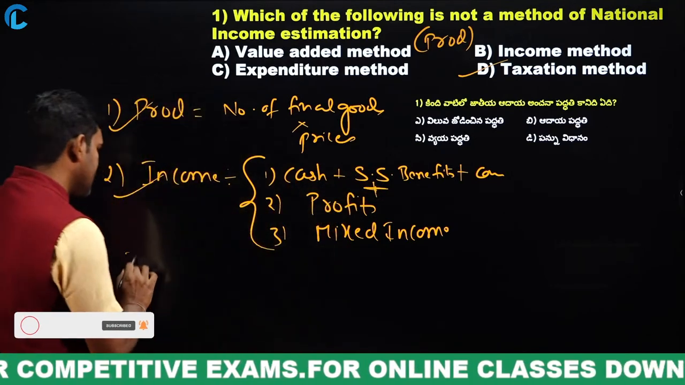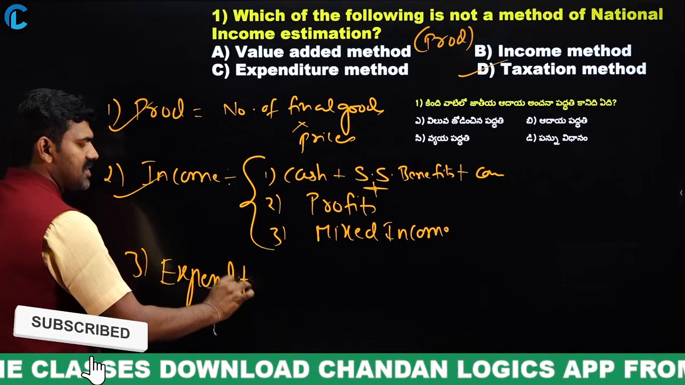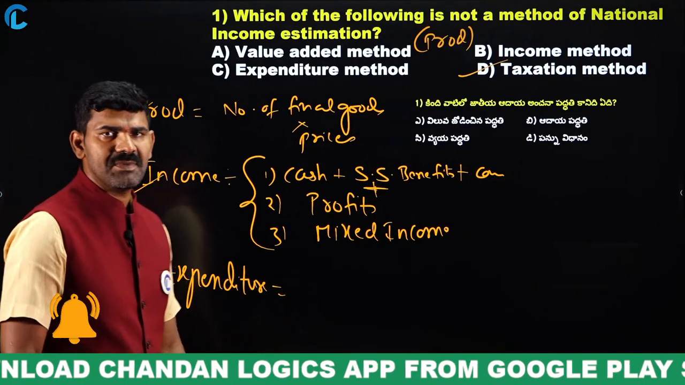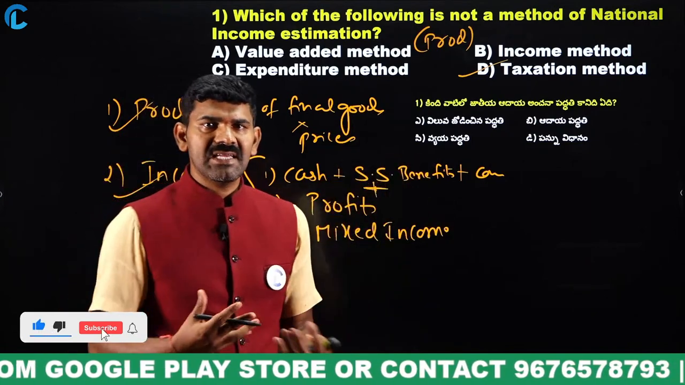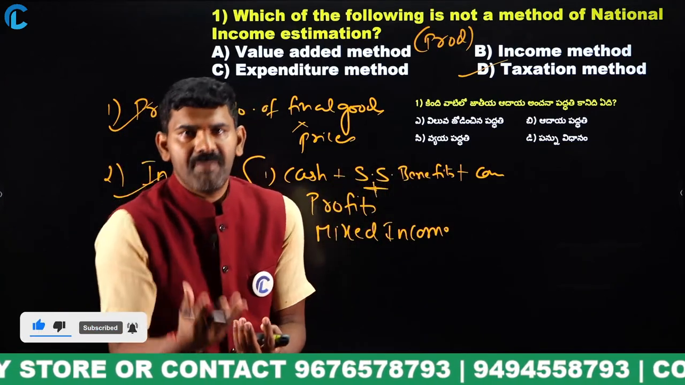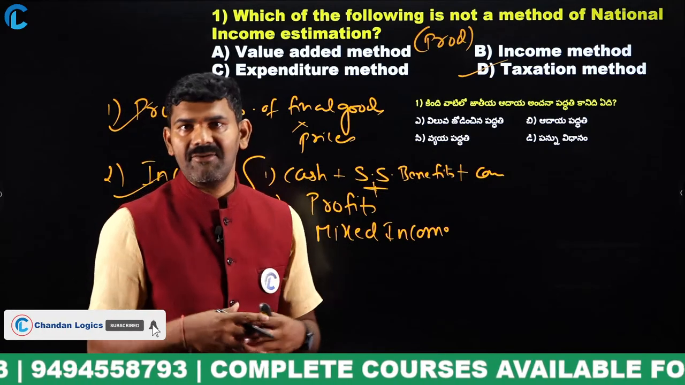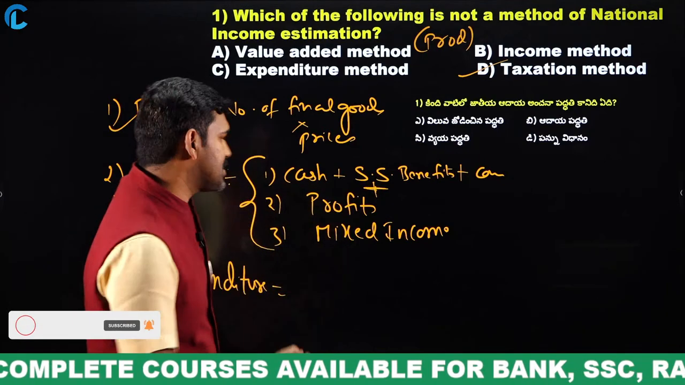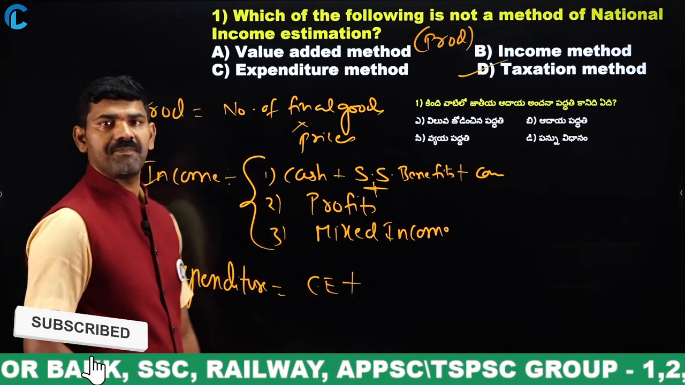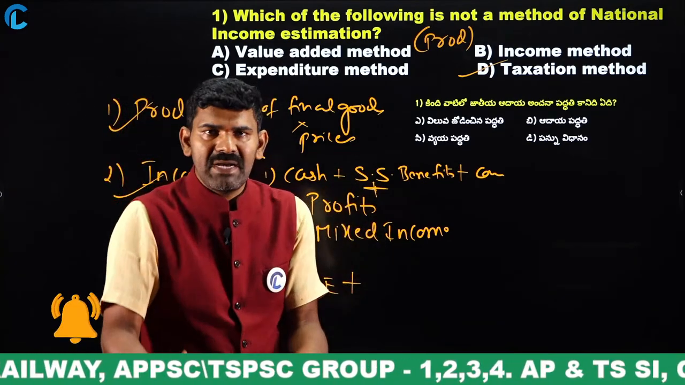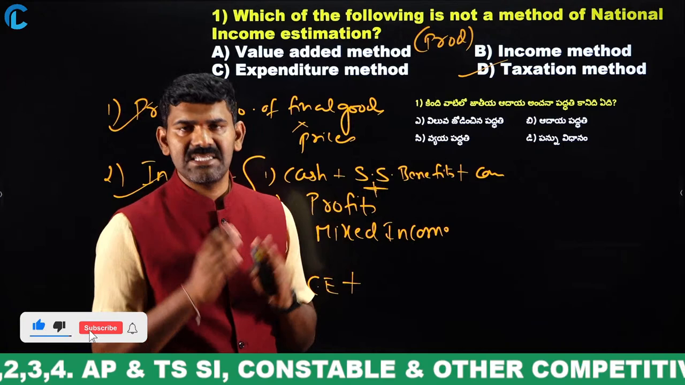The third one is the expenditure method. When you say expenditure method, what are the different types of expenditure that we make in society? Whatever income I am getting, I spend some part of my income to live my life, for my livelihood. That is called consumption expenditure. Some part of the money I spend on groceries, some on clothing, some on rent, all those things are called consumption expenditure.